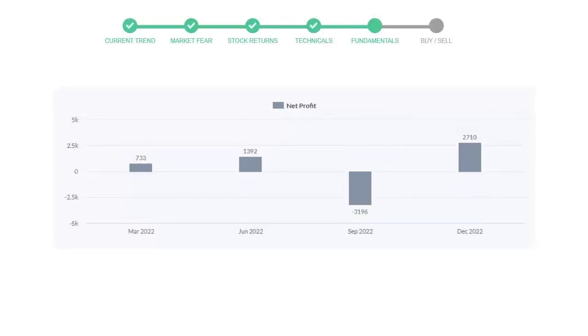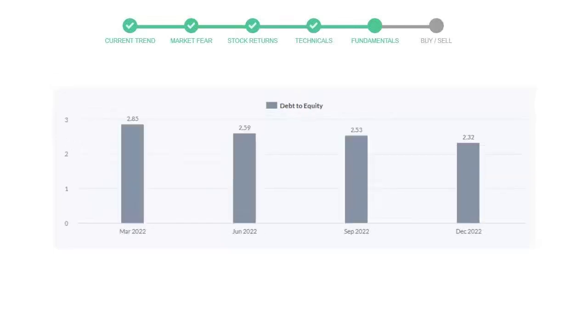Now let's see the profitability of IBM. In the quarter September 22, the profits were negative $3,196 million. And in the recent quarter, December 22, the profits increased to $2,710 million.